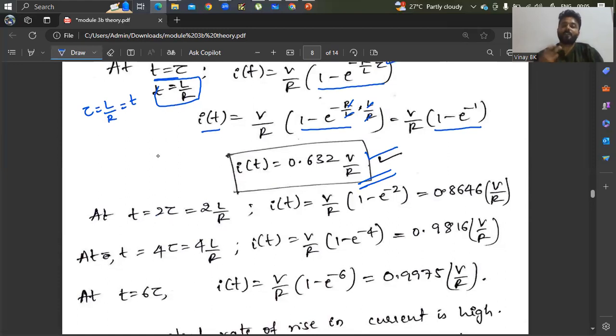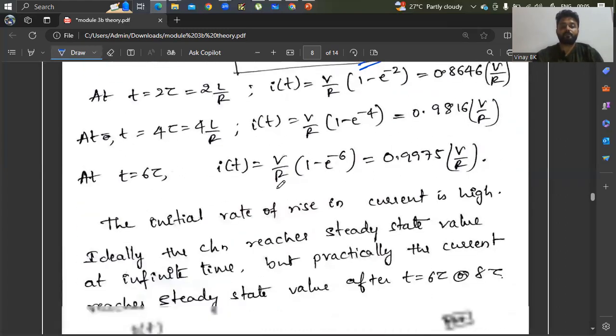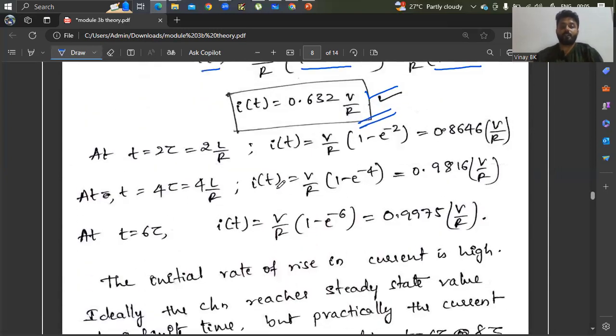Similarly, you substitute t equals 2 tau, 4 tau, 6 tau. The current keeps on increasing and reaches a maximum value. When t equals 2 tau, that is 2 times L by r, you get e to the power minus 2, then e to the power minus 4, e to the power minus 6. Substituting in your calculator, you get 0.8646 times v by r. At t equals 4 tau, we get 0.9816 times v by r, and at t equals 6 tau, we get 0.9975 times v by r.